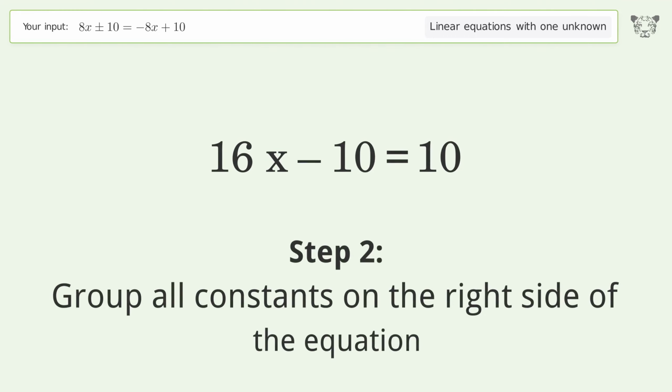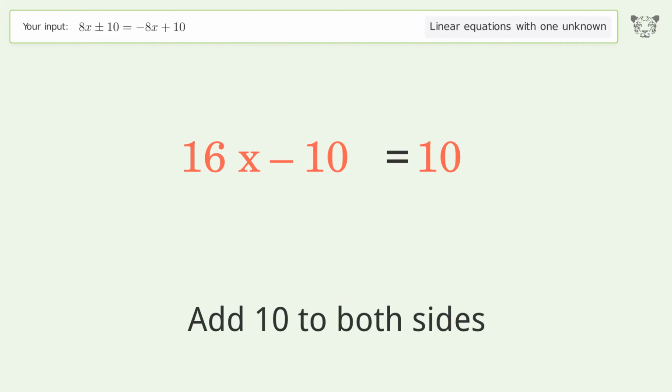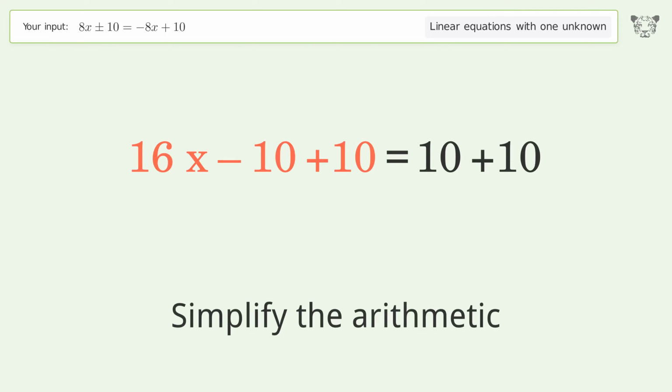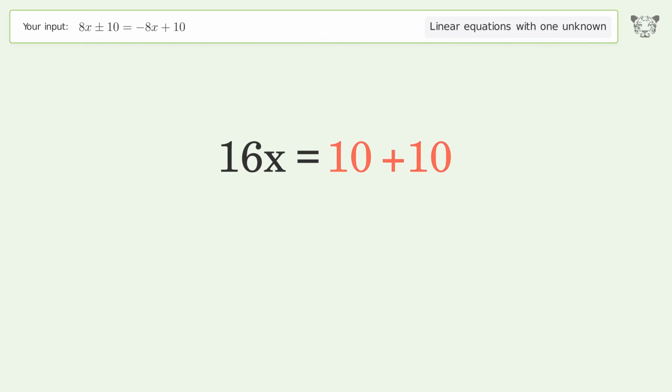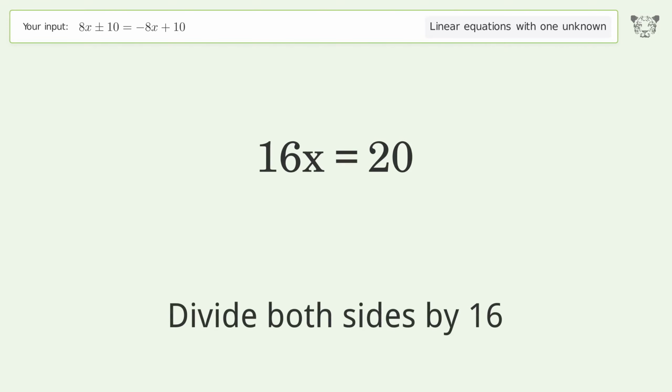Group all constants on the right side of the equation. Add 10 to both sides. Simplify the arithmetic. Isolate the x. Divide both sides by 16.